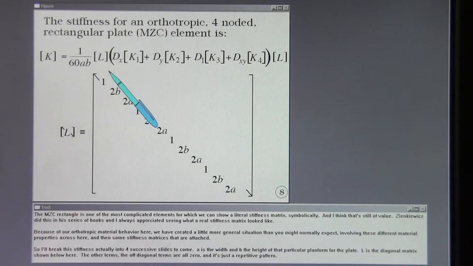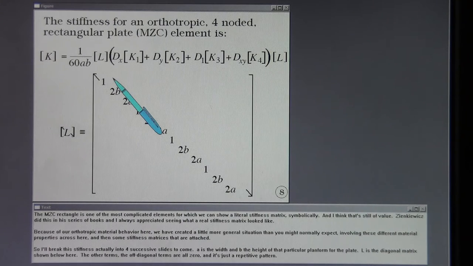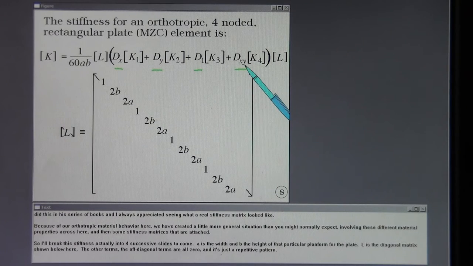Because of our orthotropic material behavior here, we have created a little more general situation than you might normally expect, involving these different material properties across here, and then some stiffness matrices that are attached. So I'll break this stiffness actually into four successive slides to come. A is the width and B the height of that particular plan form for the plate. L is a diagonal matrix shown below here. The other terms, the off-diagonal terms, are all zero. And it's just a repetitive pattern.